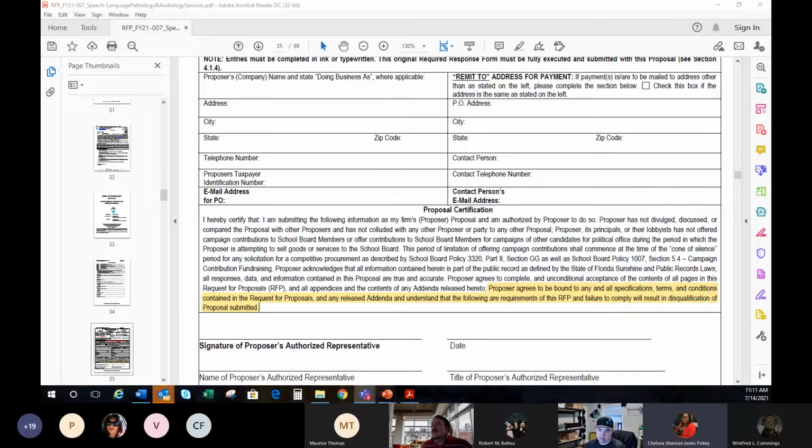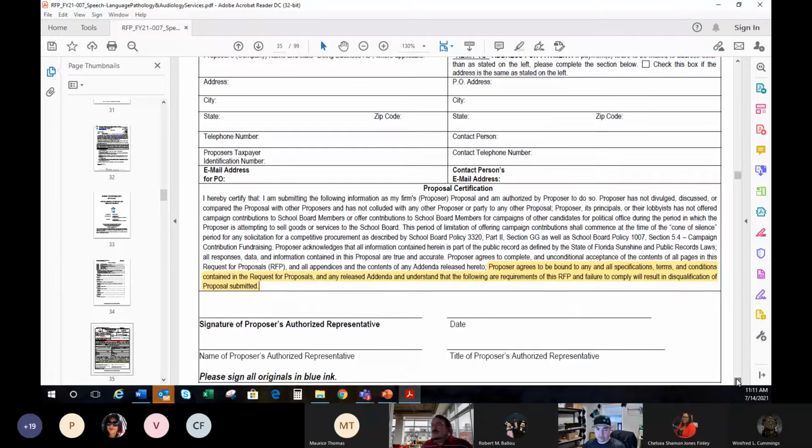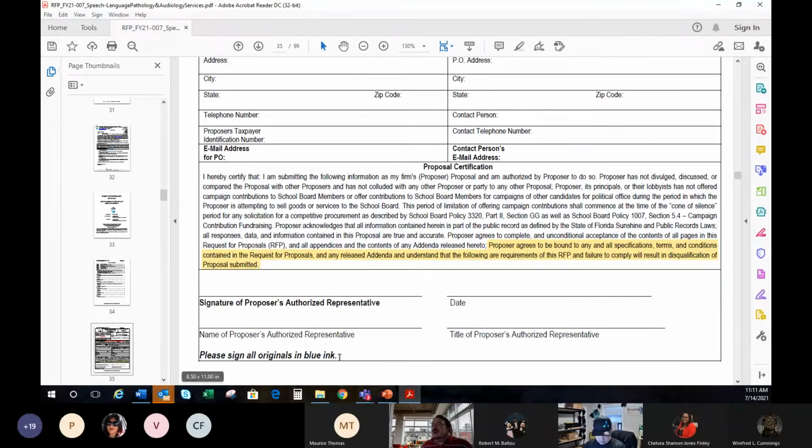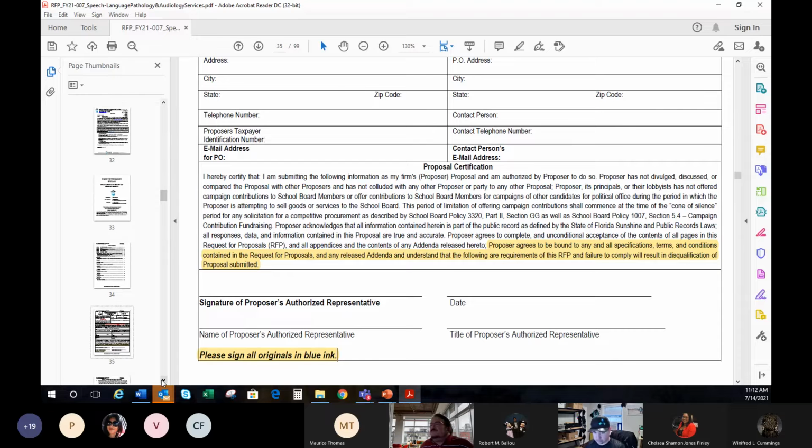Okay. Now the signature we like to have in blue ink. You may want to go up. It says please sign all originals in blue ink, because if you sign in black, it's going to look like a photographic copy. So that's why we usually tell our proposers to sign in blue ink, so that we know that this just isn't a photograph copy, that it is an actual signature on this document here. Okay, we can move on.